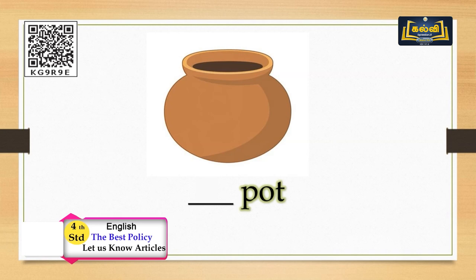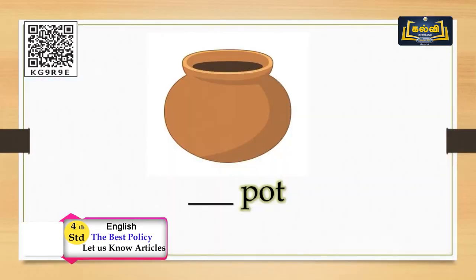Yes, what is this? This is a pot. How many of you said that? Okay. What is this? Pot. The word pot. So which article should you use there? A or an? By saying the word, by saying the sound of the first letter, which article should you use? Shall we check? What is that? A pot. How many of you said it right? Clap hands for yourself. Fine.